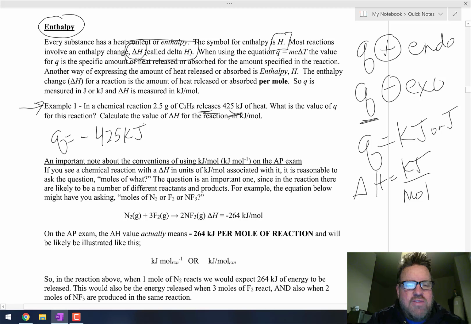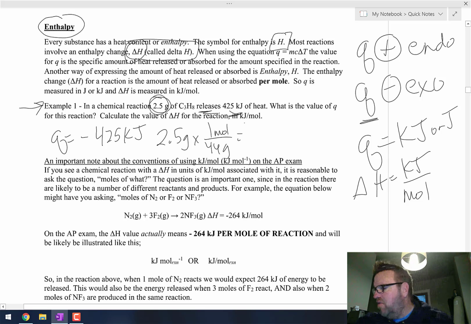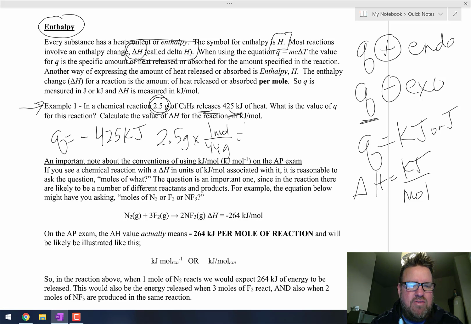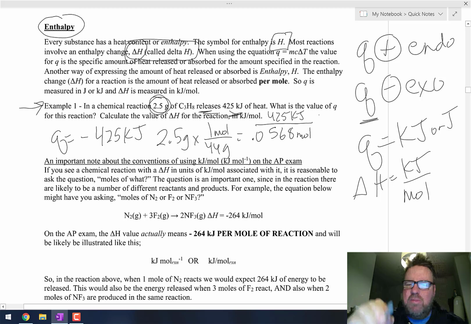Now calculate the value of delta H, which is the amount of heat released per mole of propane. Well, we don't have a mole of propane. We have 2.5 grams of propane. So how many moles is that? We've got to convert our grams to moles. The molar mass of propane is 44, so I'm going to take 2.5 and divide by 44, and that gets me 0.0568 moles.